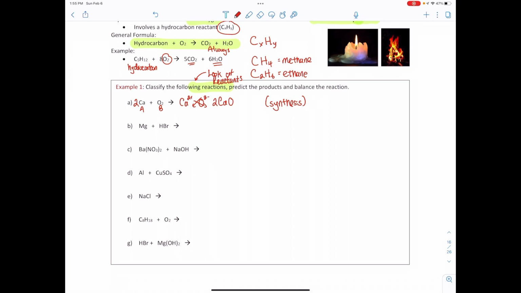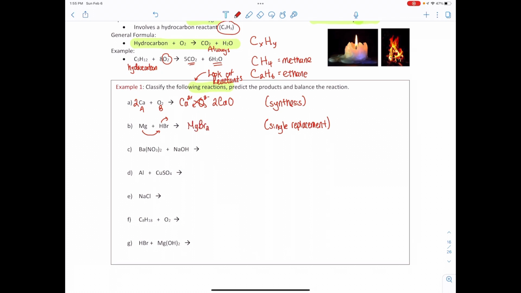Example B here, I have magnesium plus hydrobromic acid. Magnesium here is an element, and hydrobromic acid is a compound. So when I have a single element with a compound, what I have is single replacement. Let's take a look. Magnesium is a metal, so it's usually a cation. Remember that cations replace cations. So once I have magnesium replacing the hydrogen ion, then I get magnesium bromide.